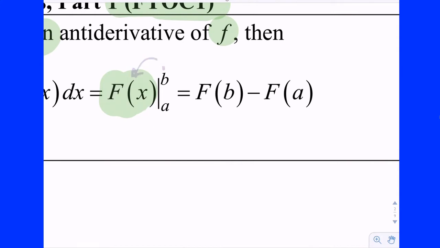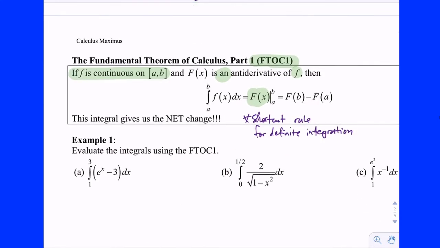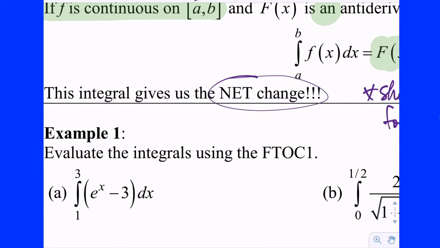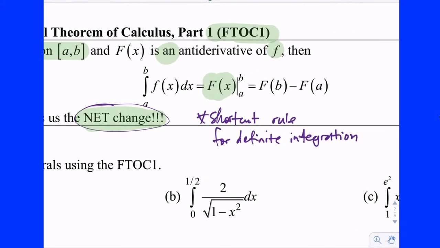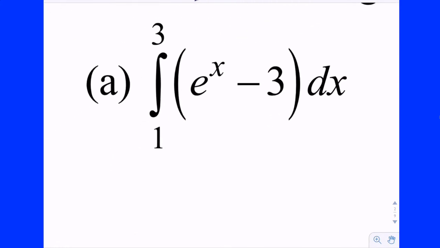This essentially, for all practical purposes, becomes your shortcut rule for definite integration. Okay? Your shortcut rule for definite integration. Let's try it. By the way, one thing here to note, or maybe 2 things. Remember, this doesn't always give us the area. It gives us the net change or the net accumulation. And it's heavily dependent on finding the antiderivative. So we're going to spend a lot of time in this section, especially the next, finding antiderivatives.